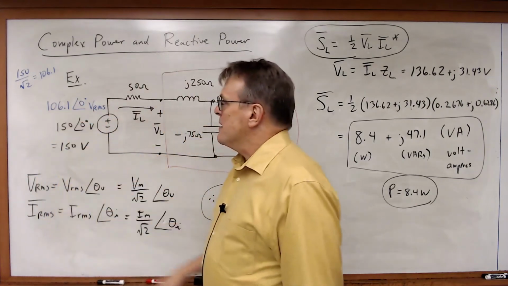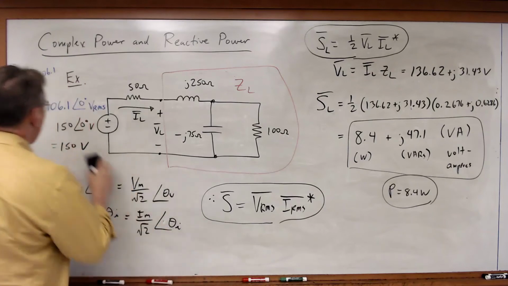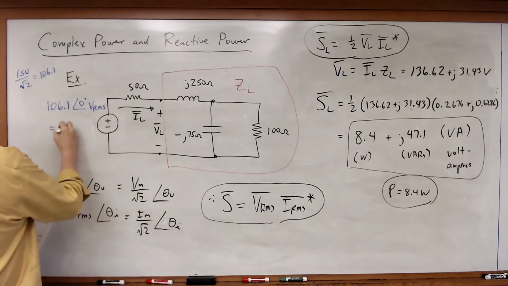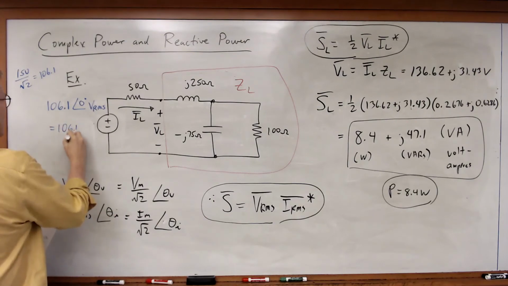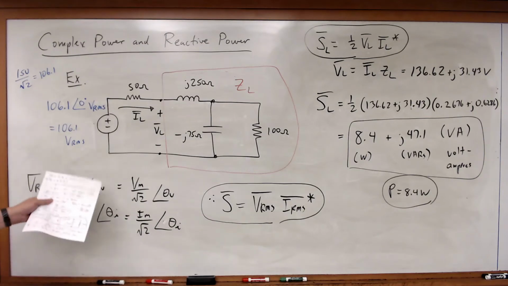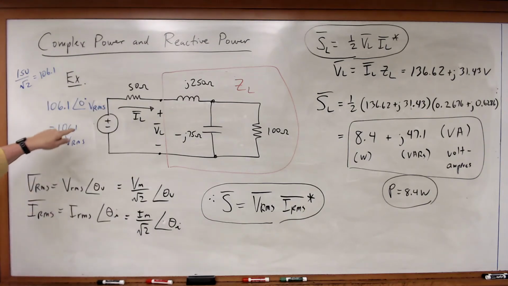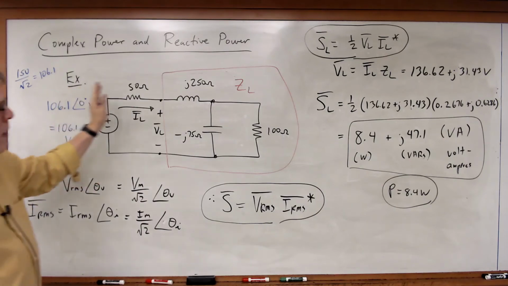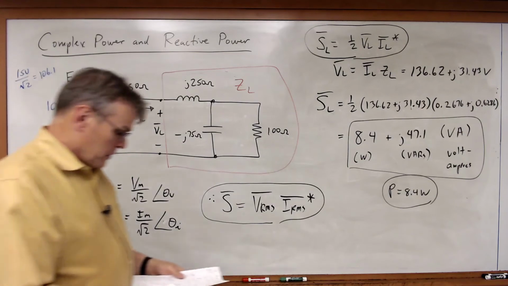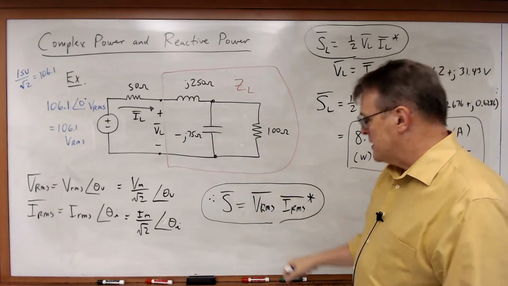Now that I've got this in rectangular form, this will just be equal to 106.1 volts RMS. Now let's go through and calculate all of my quantities. Since my source is in RMS, all of the other voltages and currents in the circuit will also be RMS. What I'm going to find is the impedance does not change. That stays exactly the same.